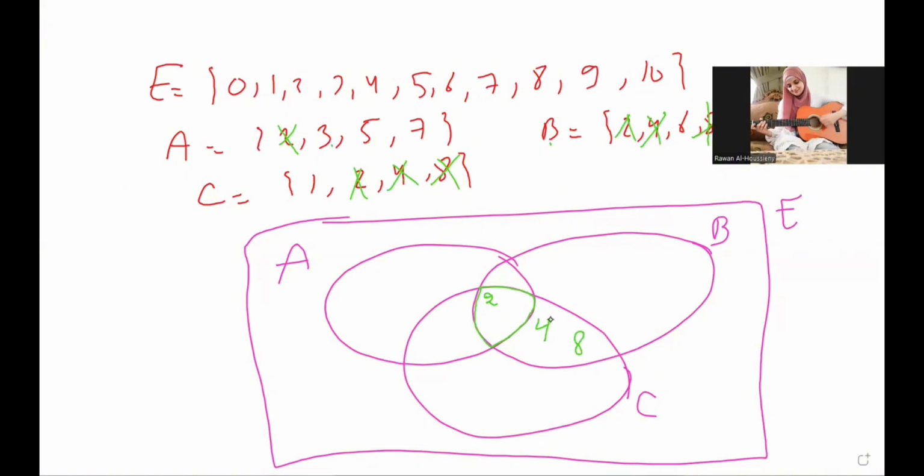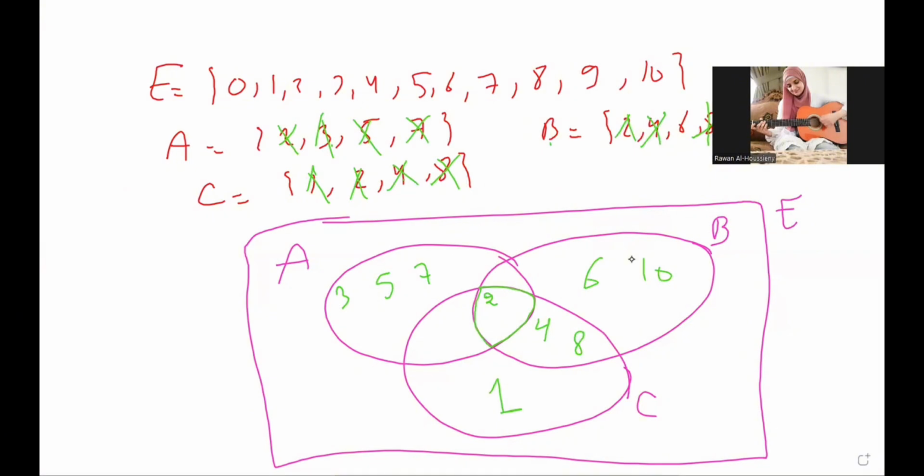Okay, now after filling in the intersections, I want to move to each set on its own. So in the set A we still have the numbers 3, 5 and 7. We put them in A alone. Also in the set C we still have the number 1, so we wrote 1 now. In the set B we still have 6 and 10.